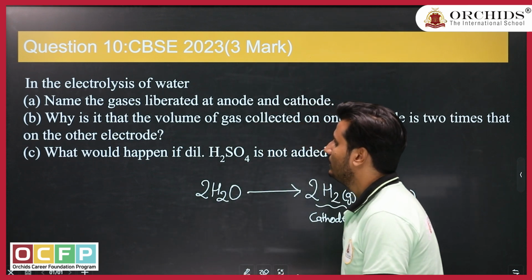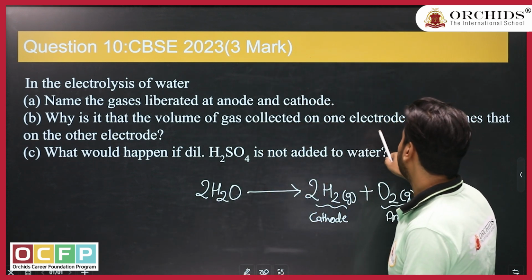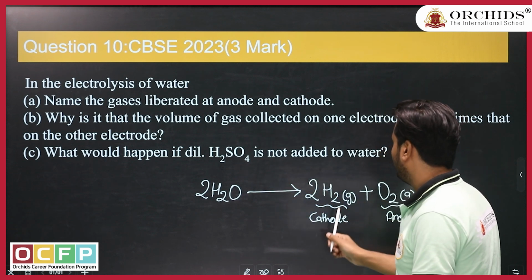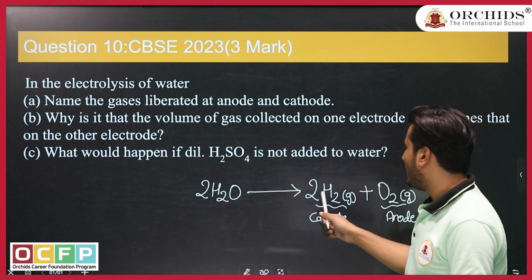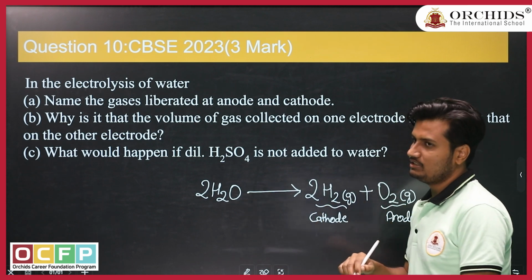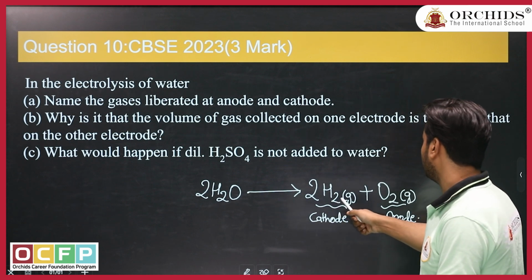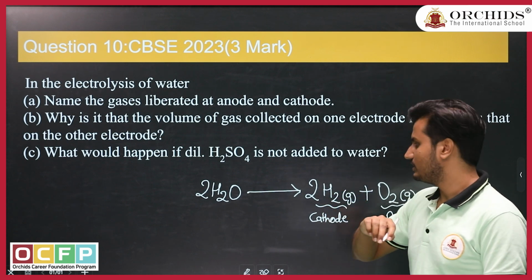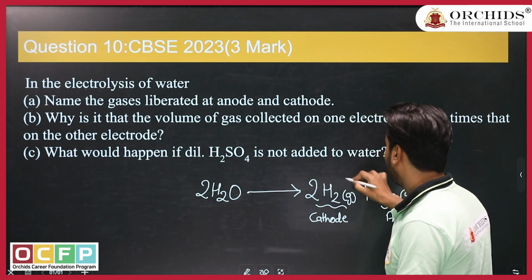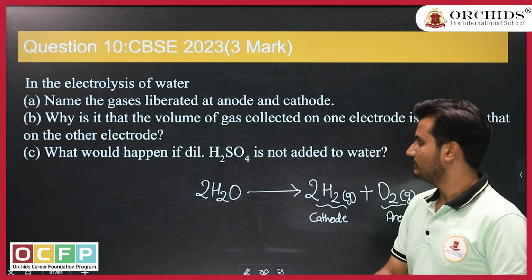Hydrogen. Now why is the volume of gas collected at one electrode 2 times the other electrode? Look over here. Hydrogen is 2 times of oxygen. There are 2 moles of hydrogen and only 1 mole of oxygen. So that's why you will get twice the hydrogen than oxygen.